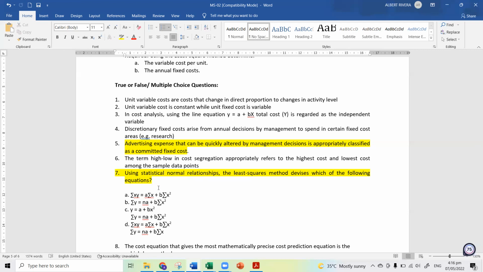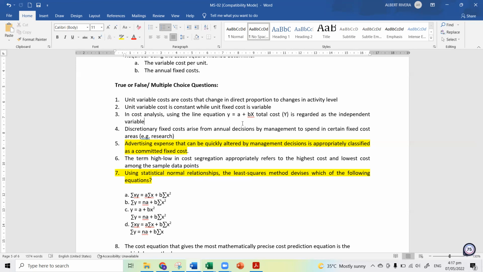So your X is your independent variable. Okay? What is now, if we use the cost function, this is the line function: Y is equal to a plus bx. Your cost function is total cost is equal to fixed cost plus the variable cost per unit times the activity. Using the cost function now, what is the dependent variable?